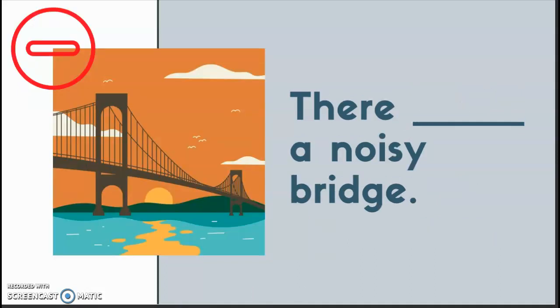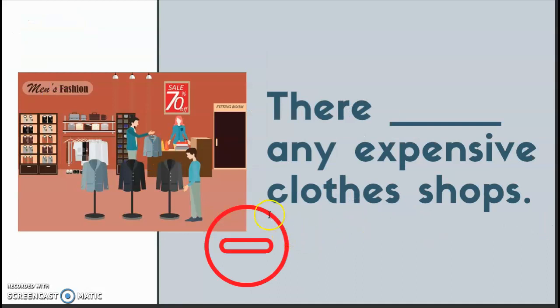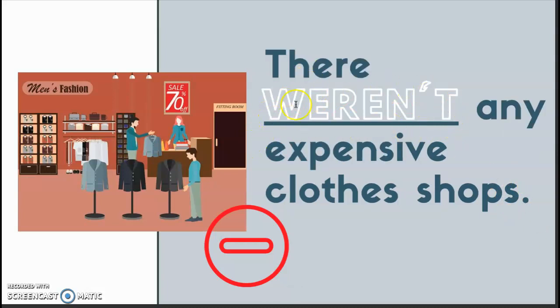All right, negative. There blank a noisy bridge. So first we think, is this singular or plural? A noisy bridge, one. So it's singular, which means there wasn't a noisy bridge. Then, again, negative. There blank any expensive clothes shops. Singular or plural? Any clothes shops. There weren't any expensive clothes shops, right?